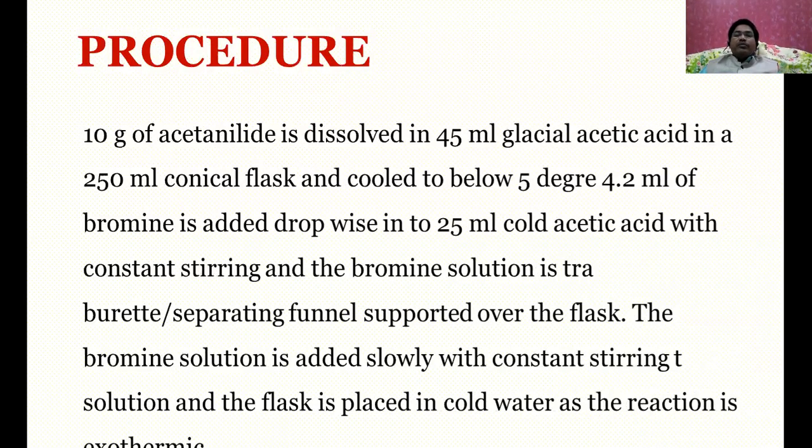Now 4.2 ml bromine is added dropwise into 25 ml cold acetic acid with constant stirring, and the bromine solution is taken in the burette or a separating funnel supported over the flask. The bromine solution is added slowly with constant stirring, and the flask is placed in cold water as the reaction is exothermic.